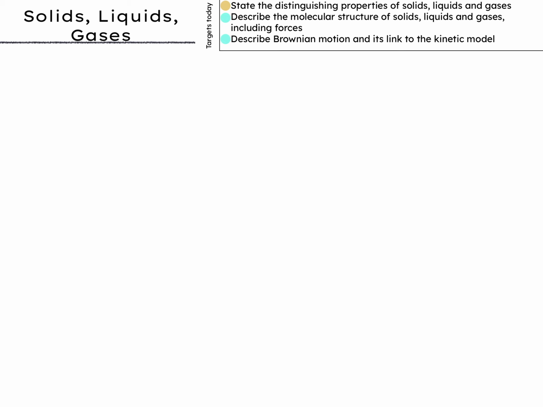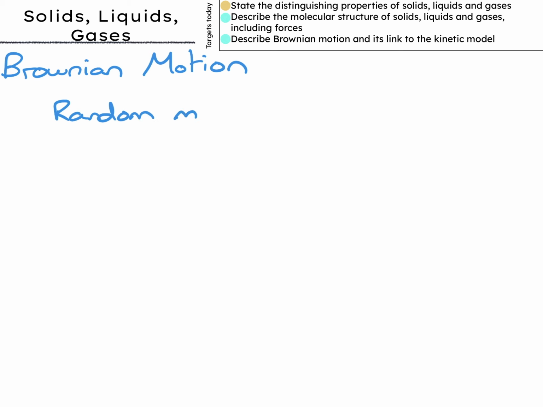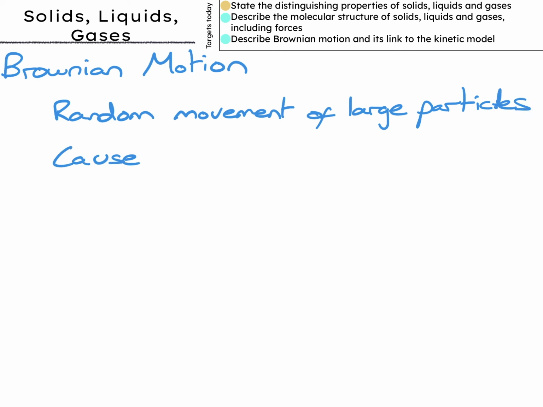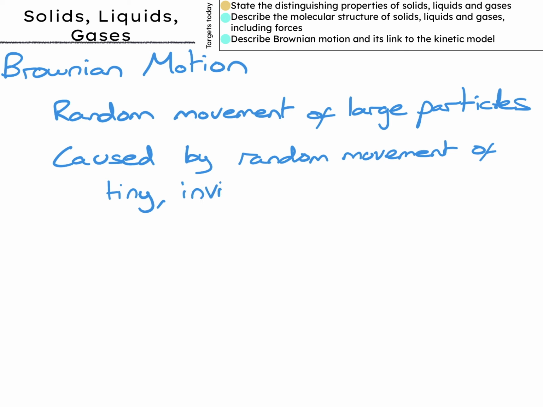The last bit to cover is Brownian motion, named after botanist Robert Brown, who pioneered use of a microscope. Now, Brownian motion is often misunderstood, so let's clear things up. Firstly, Brownian motion is the random movement of large particles such as smoke or pollen, or the little particles that might be given out from pollen. It's caused by the random movement of tiny invisible particles such as air or water. But the Brownian motion itself is the bigger visible particles.